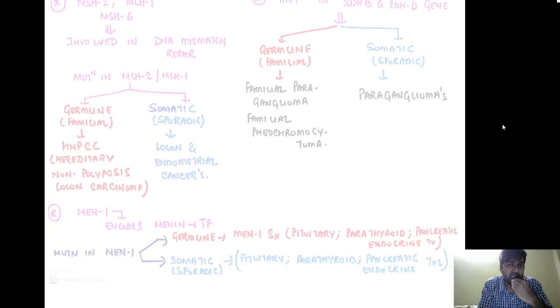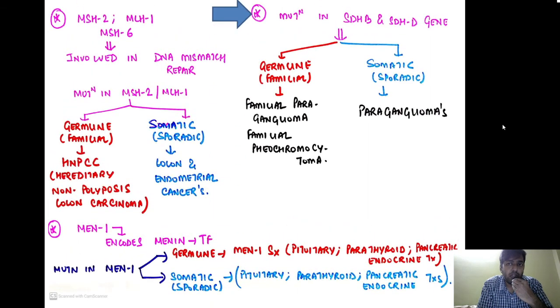Now the SDHB and SDHD tumor suppressor genes. Mutation in these genes, if in the germline, familial, can give rise to familial paraganglioma and familial pheochromocytoma, whereas if it is sporadic or somatic, it will lead to plain and simple sporadic paragangliomas. With this, we complete the entire second hallmark of neoplasia, that is the role of tumor suppressor genes in oncogenesis.